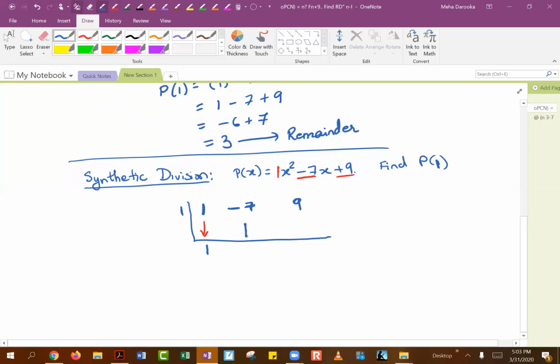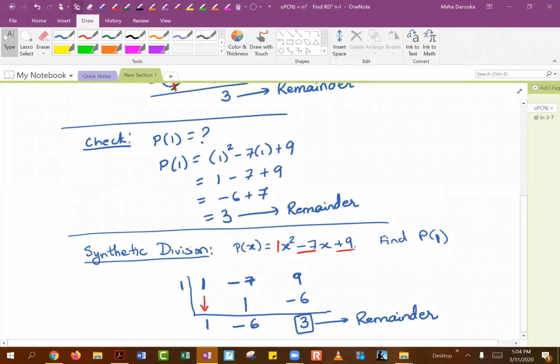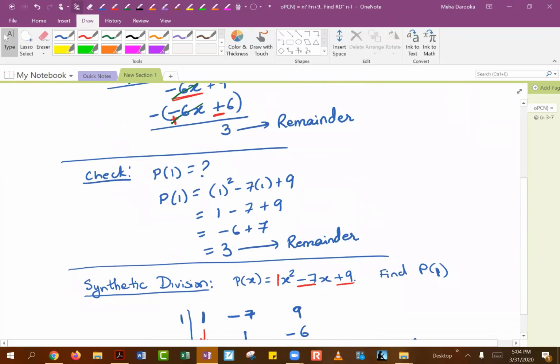-7 is added with the 1, so it's -7 plus 1, which gives us -6. Then again, we take this -6 and multiply it by this divisor of 1. So -6 multiplied by 1 again gives us -6. Then you add 9 minus 6, which gives you 3. And 3 is going to be our remainder. You will see this is the same answer we got when we did our check with the substitution, or when we did our long division: the same answer of 3.